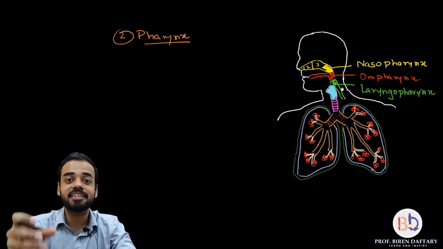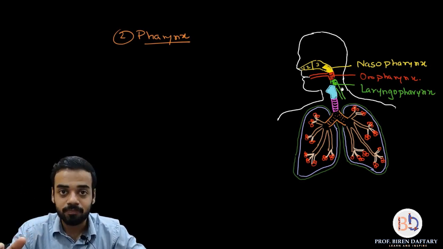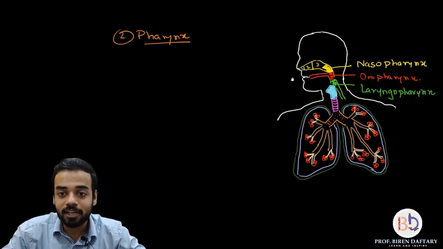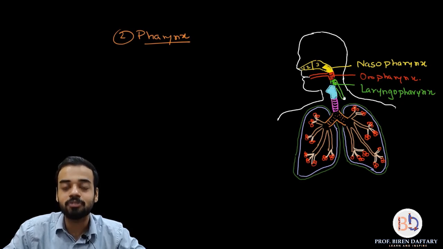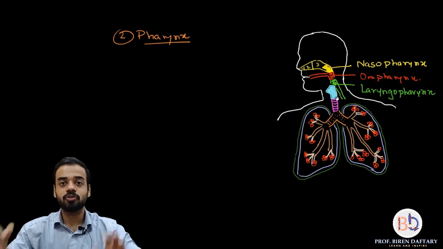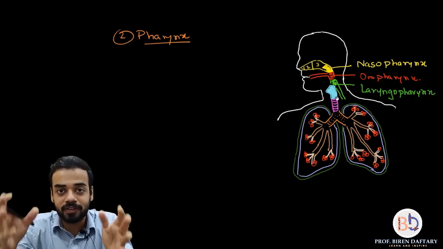We are giving these names so that it is easier to study them. It is not that they are all different parts, they are all continuous. So laryngopharynx continues mainly into the larynx, but it also continues into the esophagus. Okay, is this clear? So that is your division of the pharynx.